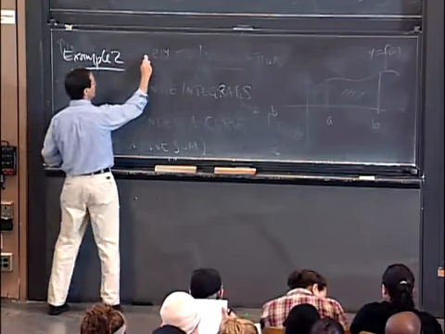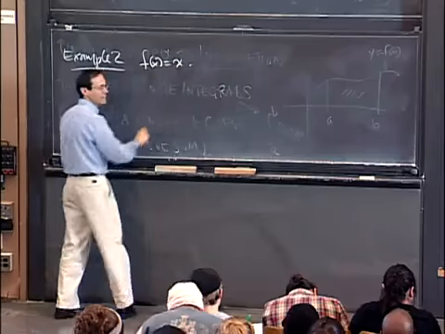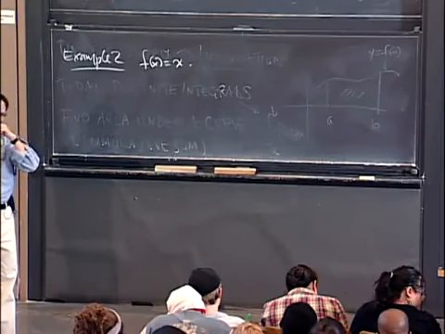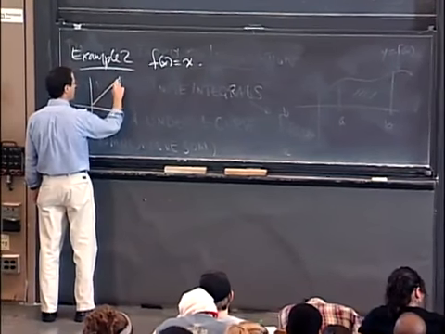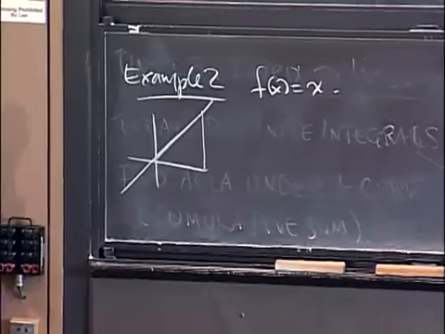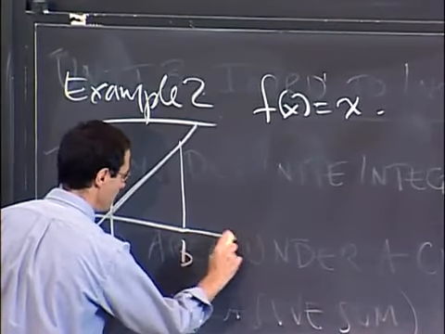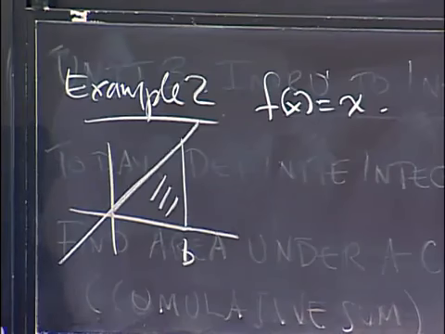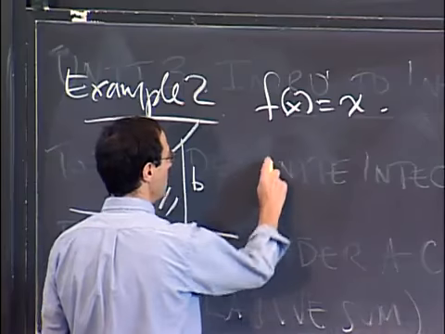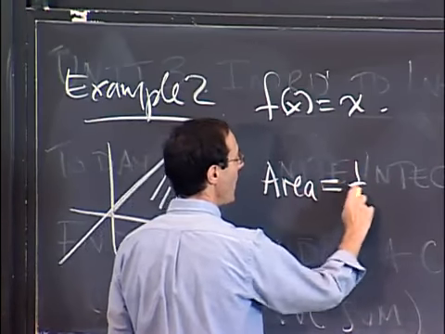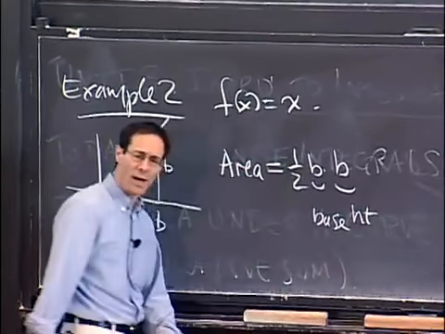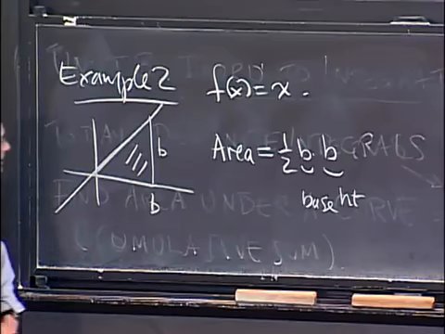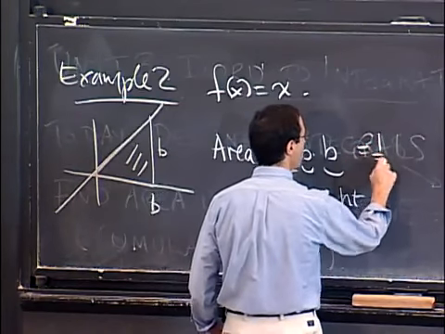So the second example is going to be the function f of x is equal to x. If I draw that, that's this function here. That's the line with slope 1. And here's b. And so this area here is the same as the area of the triangle with base b and height b. So the area is equal to 1/2 b times b. This is the base, and this is the height. We also know how to find the area of triangles. And so the formula is 1/2 b squared.